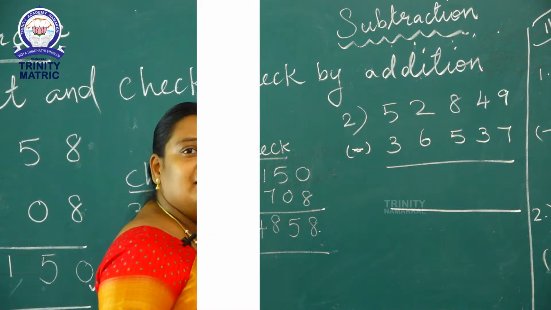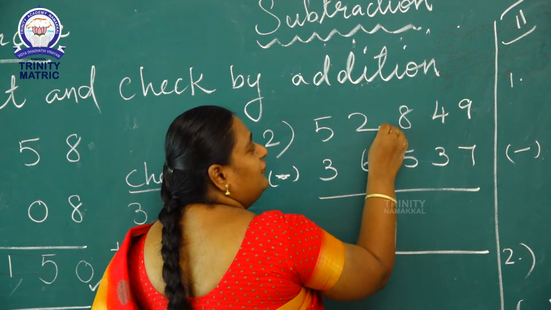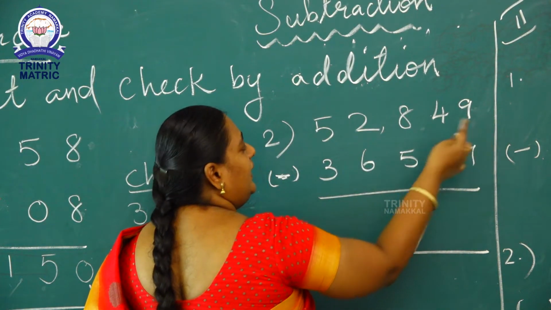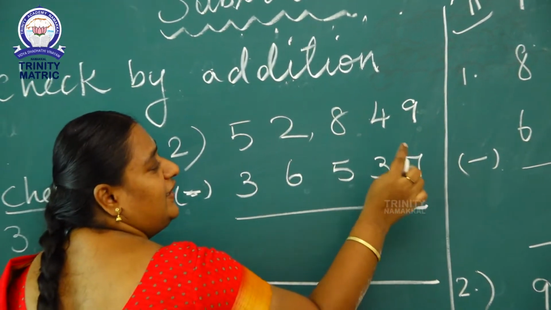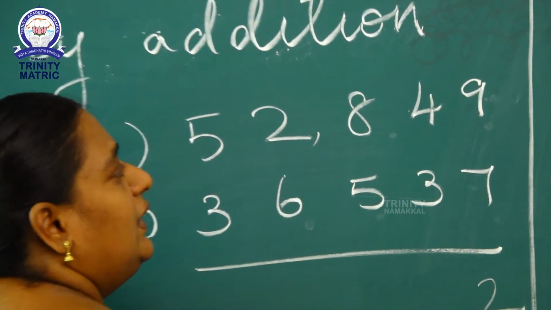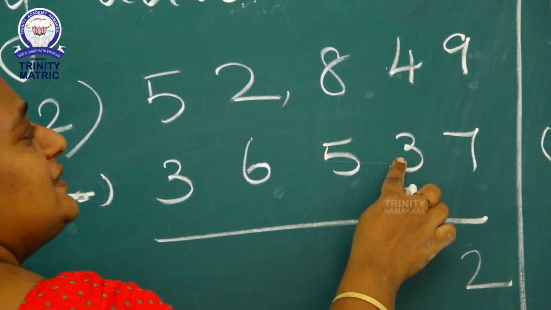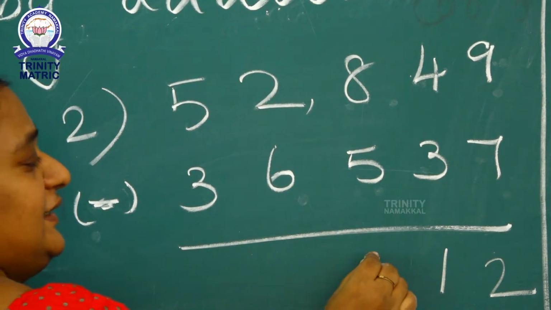Okay. Next sum, you subtract 52,849 minus 36,537. So 9 minus 7 is 2, and again 4 minus 3 is 1, and 8 minus 5 is 3.